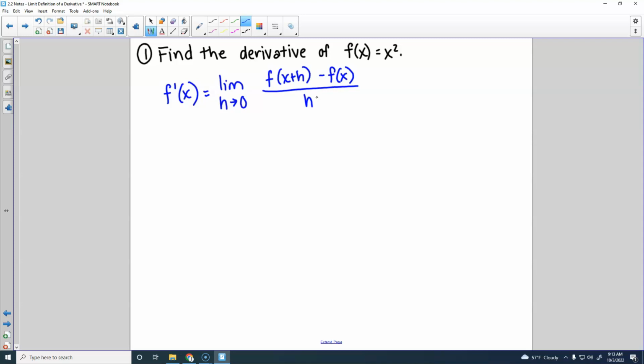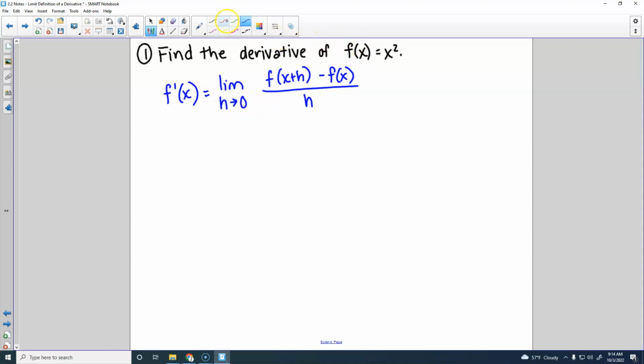Okay, so the derivative, which is also just another name for the slope of the tangent line, at x. This one just says find the derivative. It does not say find the derivative of f of x at x equals 3. It doesn't give us a specific point. So we have to use this form because we don't know a specific point.